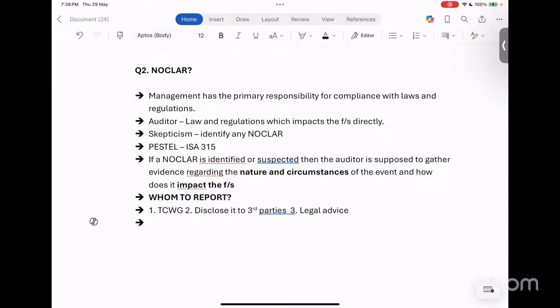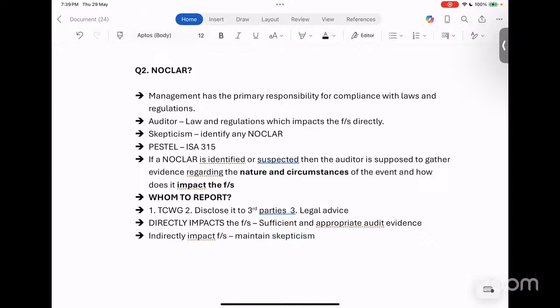If there's any NOCLAR related to a law or regulation which directly impacts the financial statements, then as an auditor, we must gather sufficient and appropriate audit evidence that there was no NOCLAR related to such laws and regulations. But if a law indirectly impacts the financial statements, for that we have to maintain skepticism, so that if there's any such NOCLAR, we can blow the whistle and say, we found the non-compliance. So that's the concept of NOCLAR.